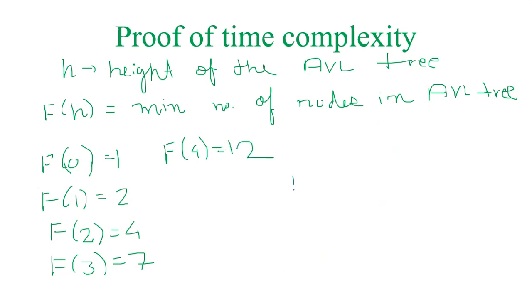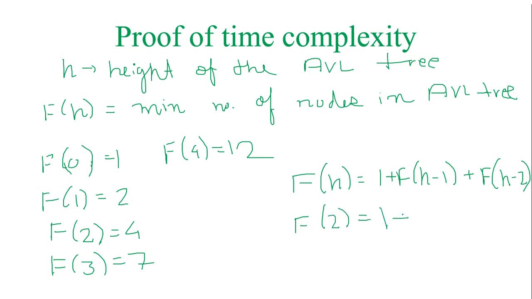Now if you look closely, by induction we can say that f of h is equal to 1 plus f of h minus 1 plus f of h minus 2. Let's see if this formula holds. For f of 0 we'll say it is 1, for f of 1 we'll say it's 2. Let's find out for f of 2. According to this formula, f of 2 will be 1 plus f of 1 plus f of 0, which is equal to 1 plus 2 plus 1, which is 4. So f of 2 is 4, so it satisfies the formula.